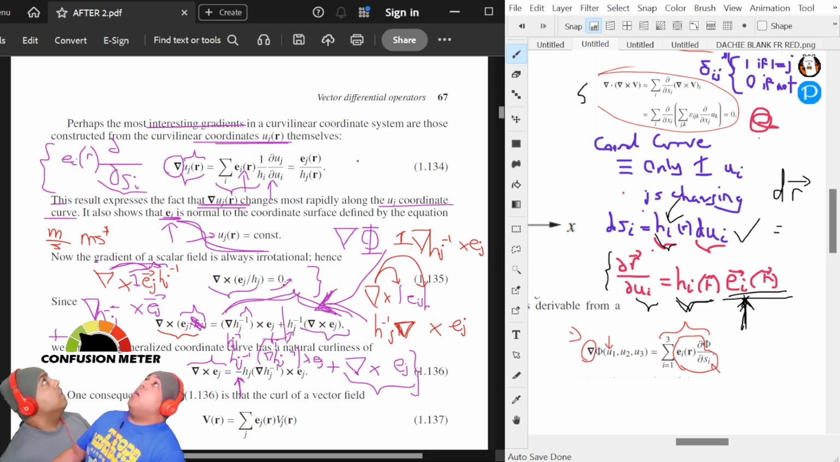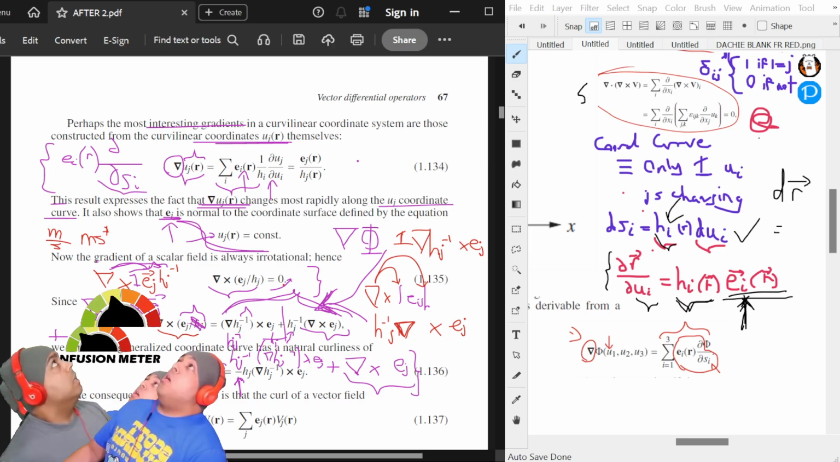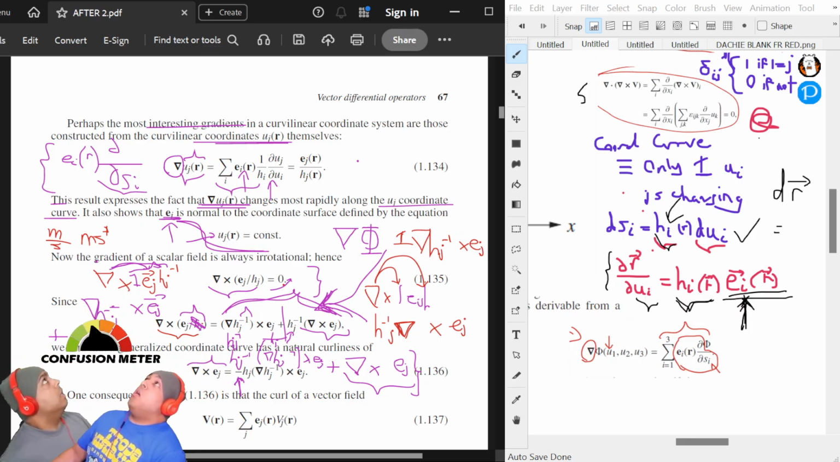Let me update the confusion meter, I guess. Confusion meter goes... oh my god. Confusion meter goes to yellow. Okay.